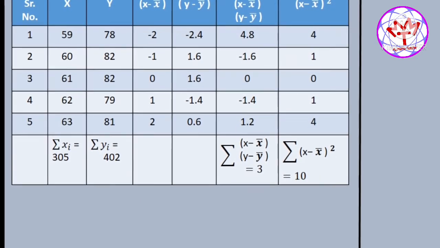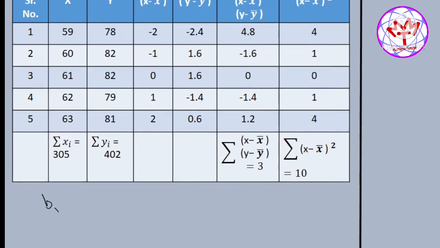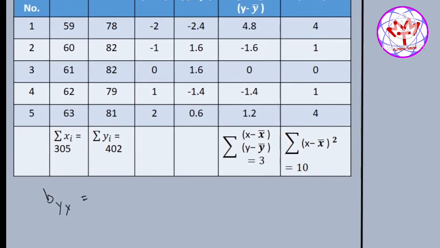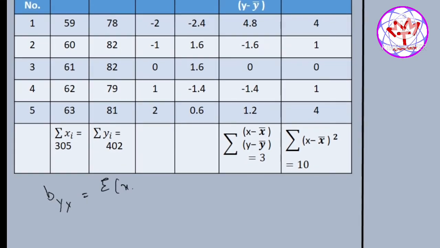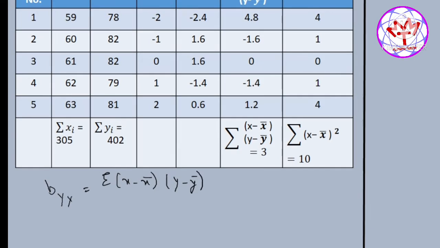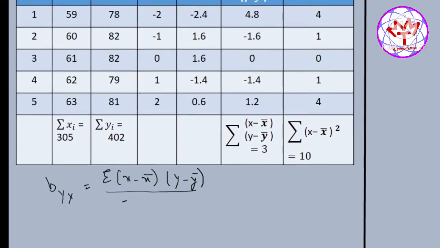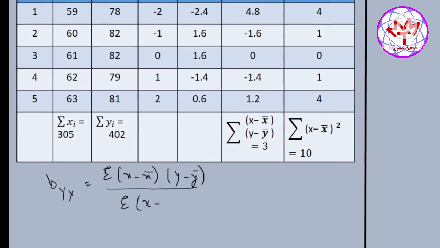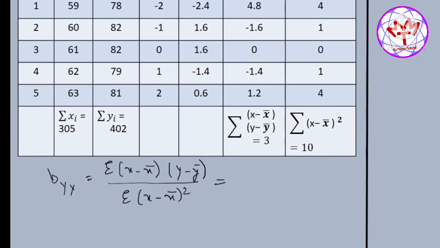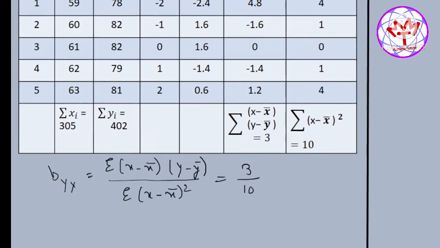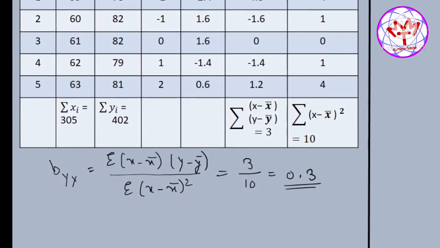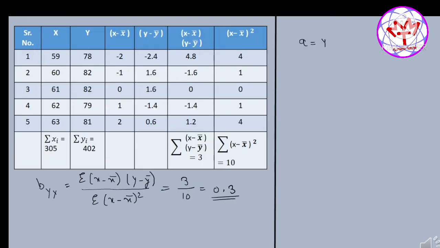Now let us first calculate byx. Now we know that byx is equal to summation x minus x bar into y minus y bar upon summation x minus x bar the whole square. Now from table we get this is equal to 3 upon 10, that is equal to 0.3. This is your byx.